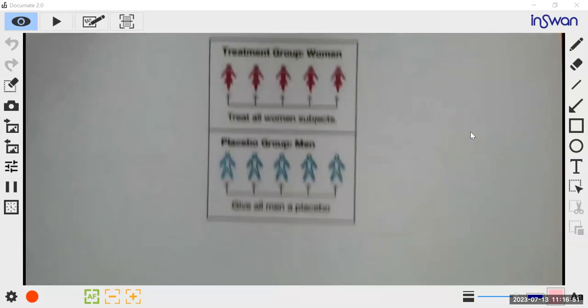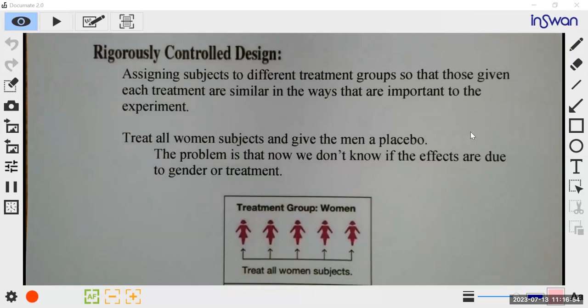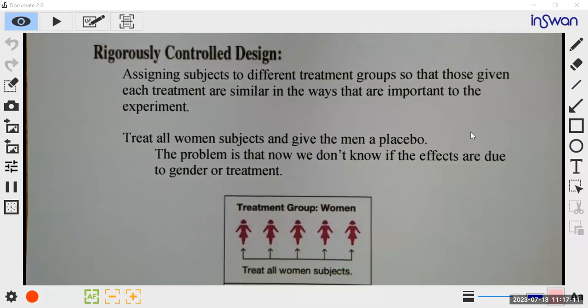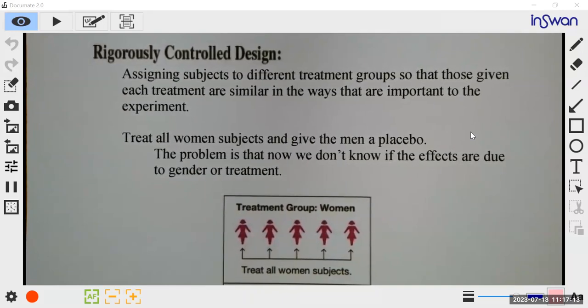And the last one is the rigorously controlled design. Assigning all subjects to different treatment groups so that those given each treatment are similar in the ways that are important to the experiment. Again, assign subjects to different treatment groups so that those given the treatment are similar in ways that are important to the experiment.